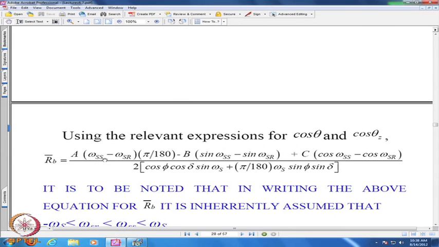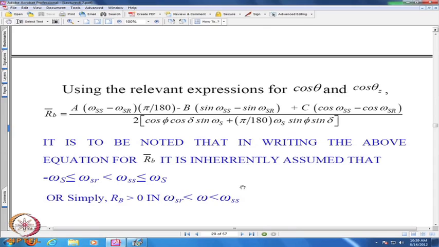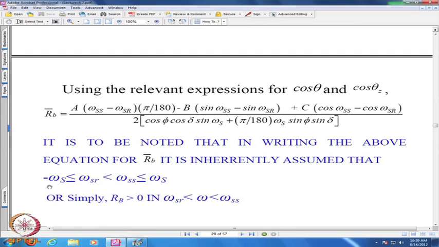Now, I can put down that cos theta is equal to a plus b cos omega plus c sin omega, as a into omega s s minus omega s r, b into sin, c into cos. And I have put this pi by 180 to emphasize that omega s s and omega s r, if they are in degrees, you have to use the conversion factor of pi by 180. Now, we made, without explicit mention or knowledge, an assumption that omega s r is lower than omega s s, or minus of omega s is less than or equal to omega s r, less than omega s s, less than or equal to omega s.